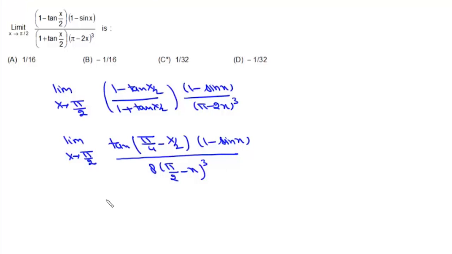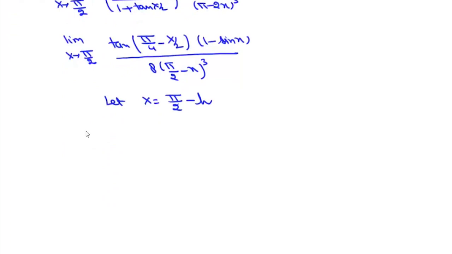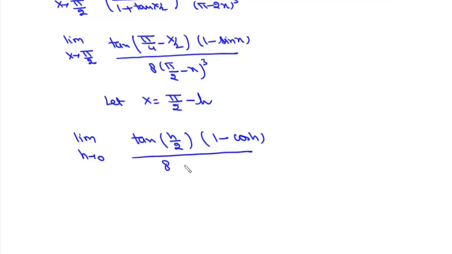Now what we'll do is, we'll let x as pi by 2 minus h. So now we can write this limit as limit h tends to 0, and this is tan(pi by 4 minus x by 2), which is tan(pi by 4 minus h by 2). So this is tan(h by 2). Now 1 minus sin(pi by 2 minus h) is 1 minus cos h, and it will be this 8 h cube.